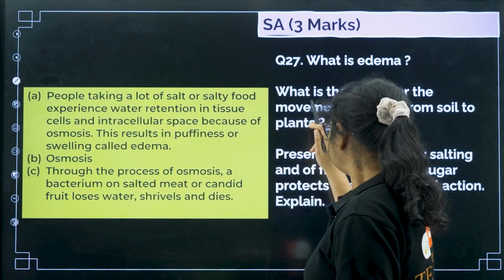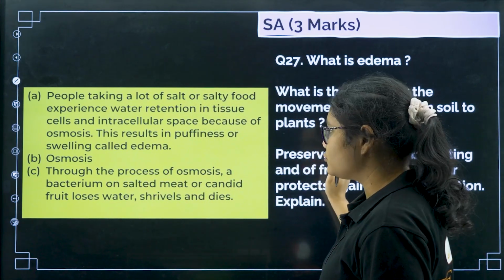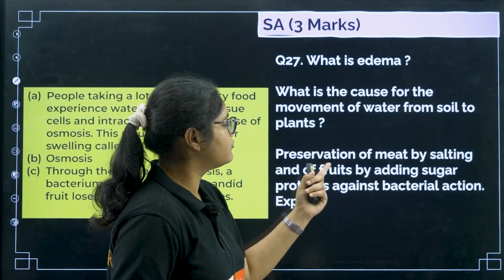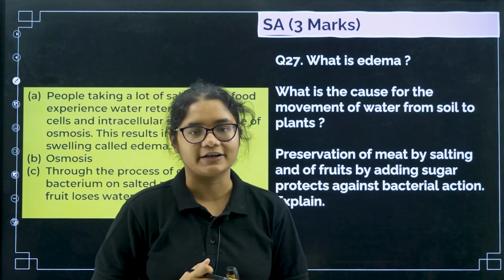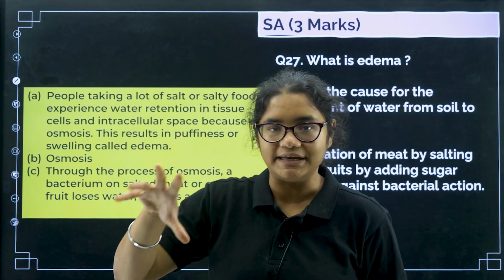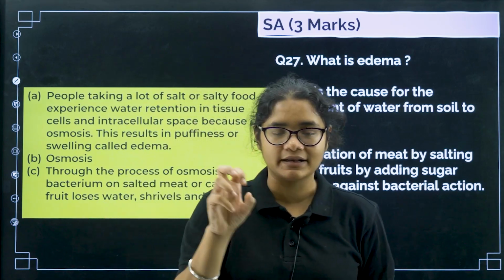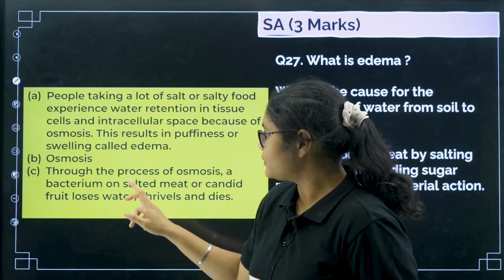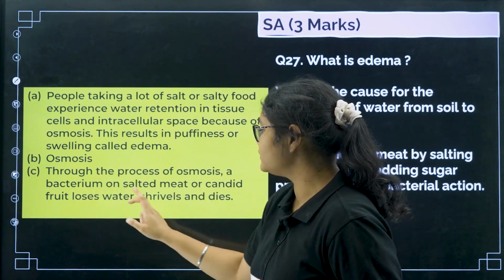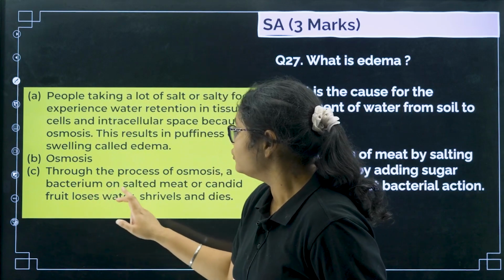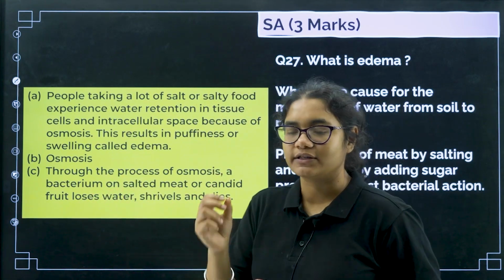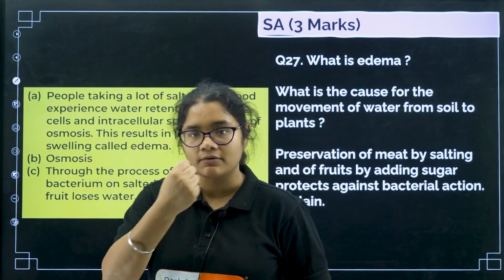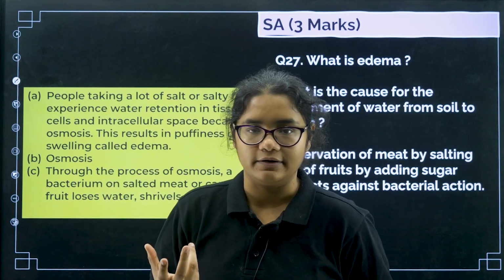Okay. Next, what is the cause for the movement of water from soil to plants? It is osmosis. Next, preservation of meat by salting and of fruits by adding sugar protects against bacterial action. Now when you put salt on the meat, any bacteria there will lose their water, and once they lose their water, they will die. Through the process of osmosis, a bacterium on salted meat or candied fruit loses water, shrivels and dies. The bacteria lose water because outside it is a high concentration, right? So the water of the bacteria will flow out and it will die.